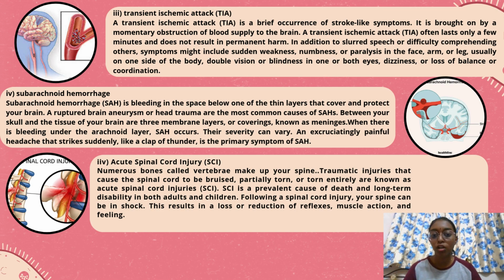Acute spinal cord injury (SCI). Numerous bones called vertebrae make up your spine. Traumatic injuries that cause the spinal cord to be bruised, partially torn, or fully torn are known as acute spinal cord injury (SCI).